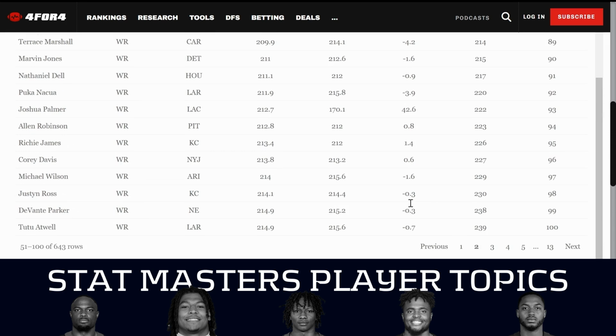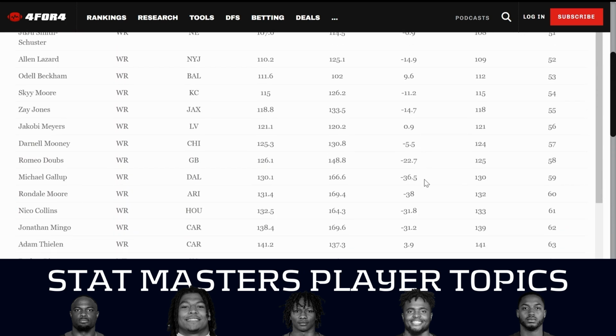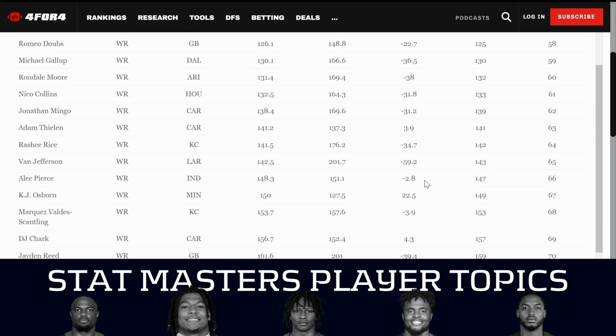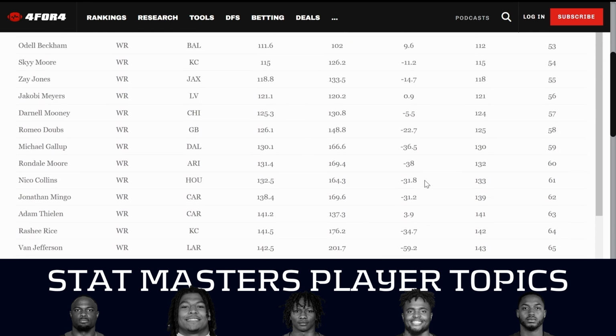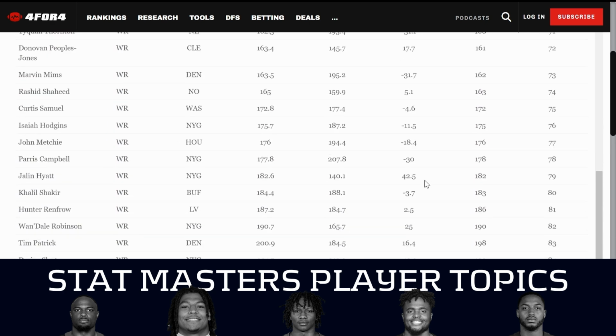You look at the next grouping of 50 receivers, and still massive rises in ADP, with Zay Jones up 14 spots, Romeo Doubs, Michael Gallup up 36 spots. It's kind of crazy that wide receiver is plowing along this strong, and it's just giving you value that wasn't previously there at other positions.